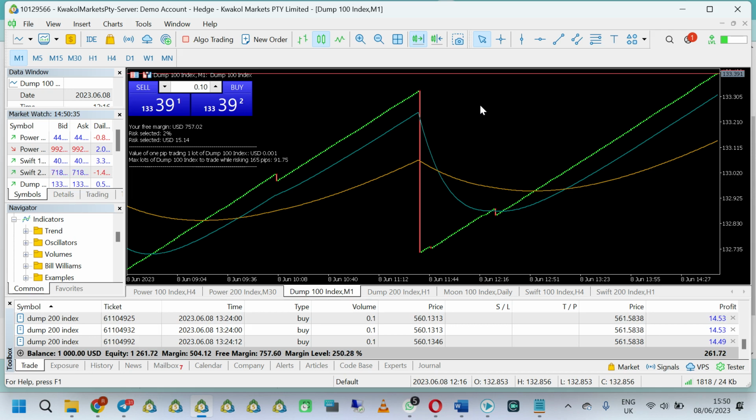So today we want to look at the Power, the Dump, the Moon, the Swift, or whatever is offered by Quaco Market, making it an opportunity, and also the way you can trade it.